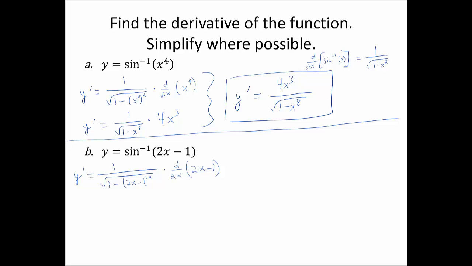Now let's see, 2x minus 1 squared. Oh, I know how to deal with that. y prime would equal 1 over the square root of 1 minus 2x minus 1 squared, that's 4x squared minus 4x plus 1. The derivative with respect to x of 2x minus 1 is 2.